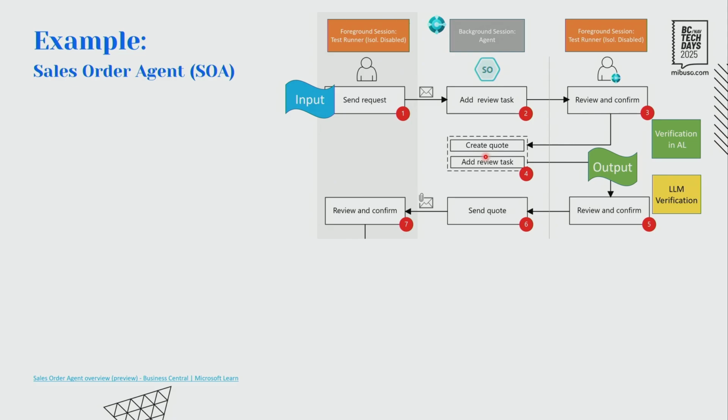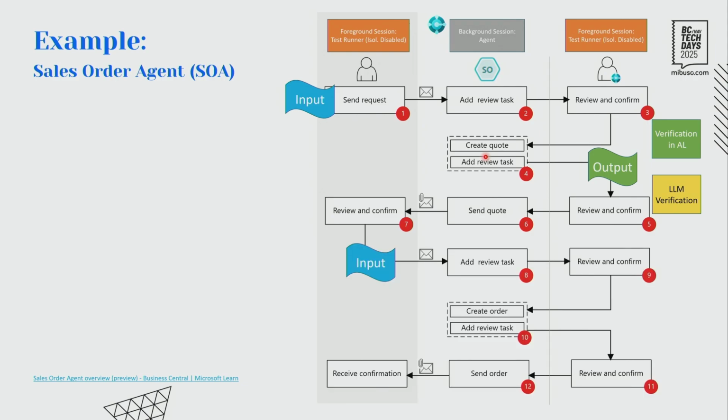Similarly, since this is like a mail conversation, we call it a multi-turn test. So this is the first turn. Once the quote has been sent to the end user, we can create another turn in the same conversation thread, where the external user now sends another email asking for converting the quote to an order in this example. The same flow happens. The agent creates the order, and we have our output, which we validate again in AL, checking whether the order was created successfully, and do the LLM verification of the output itself.